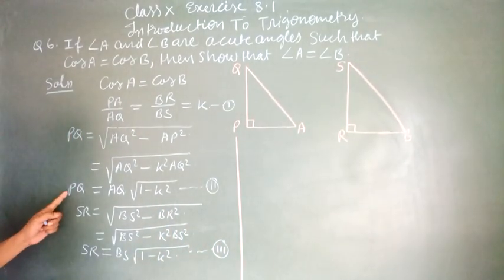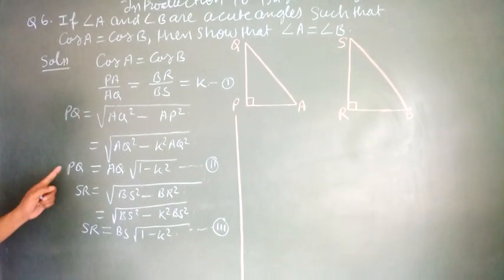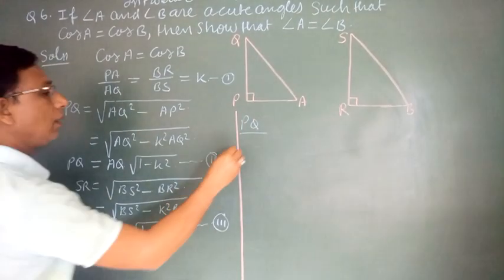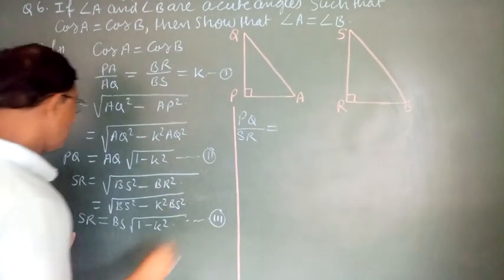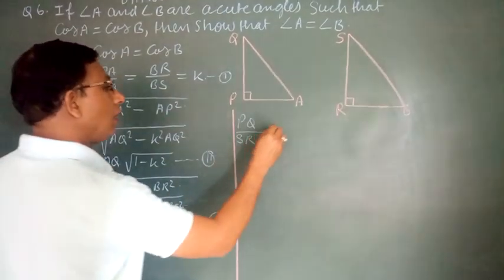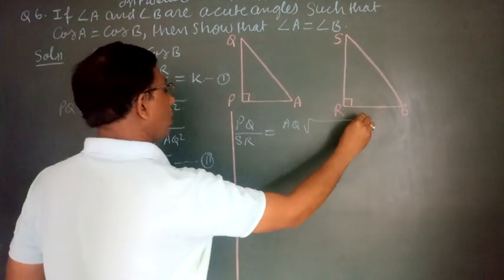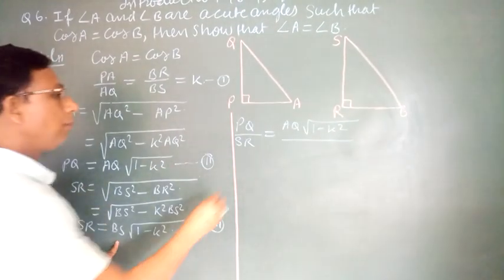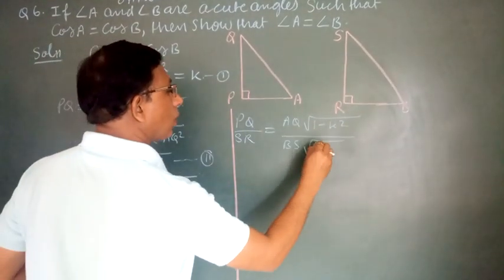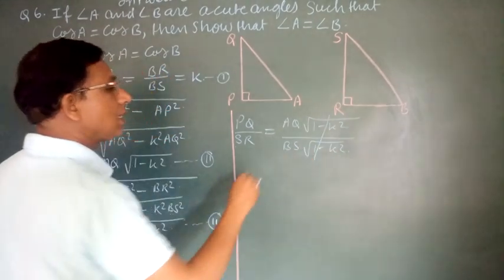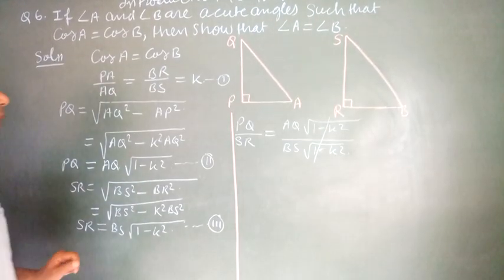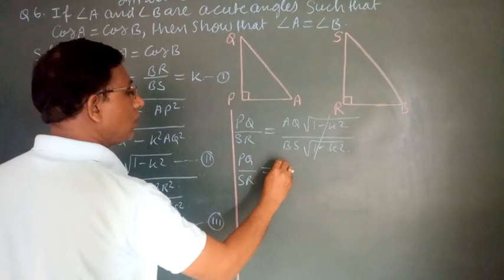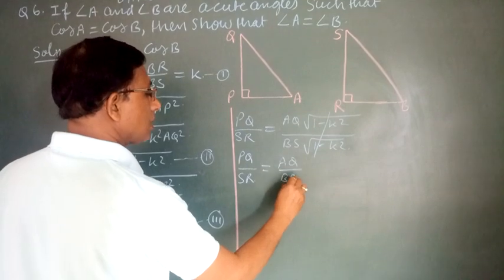Now take the ratio of second and third. So we have PQ upon SR is equal to AQ into under root of 1 minus K square upon BS into under root of 1 minus K square. So 1 minus K square, 1 minus K square is cancelled out. Now here we have PQ upon SR is equal to AQ upon BS.